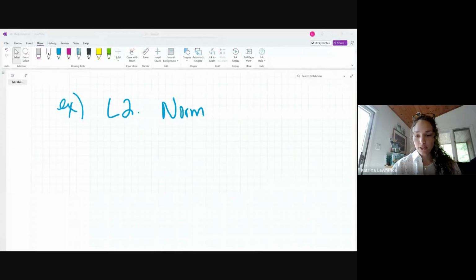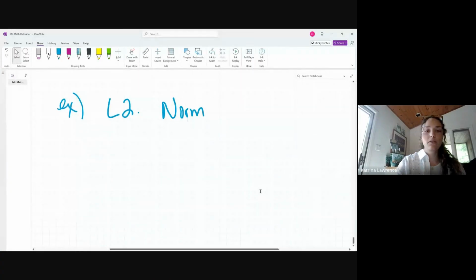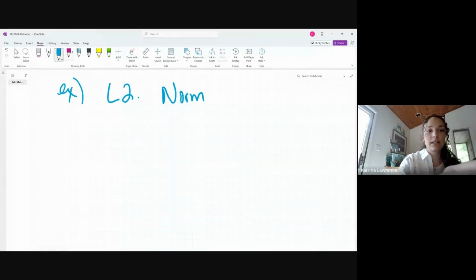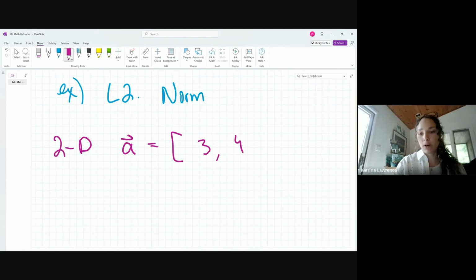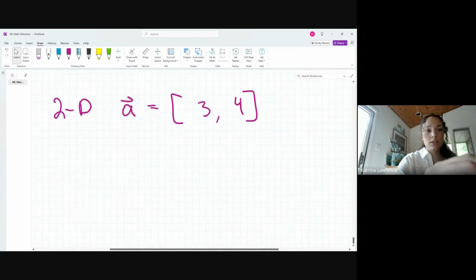Okay, everyone should be able to see that now. So for our L2 norm, let's take a simpler example to begin with, and let's look at a two-dimensional array. So we have a 2D vector. Let's say our vector A equals 3 and 4. This is a two-dimensional Cartesian vector, and we're looking to find the L2 norm. So what we can do is write out a general equation for this.